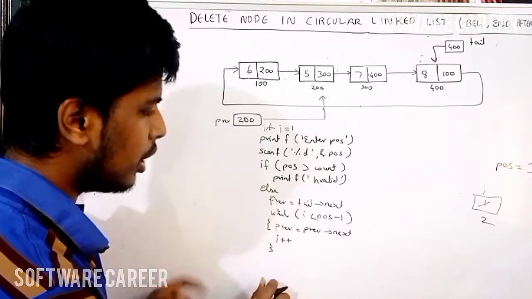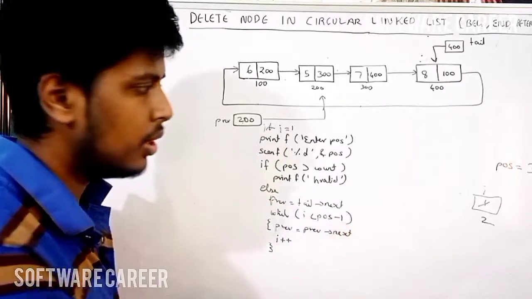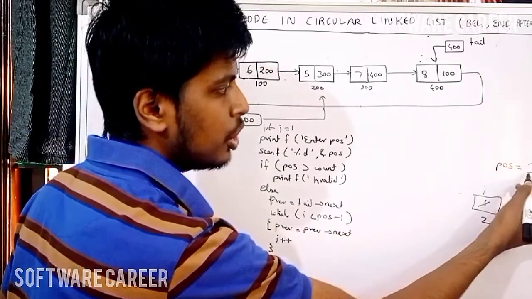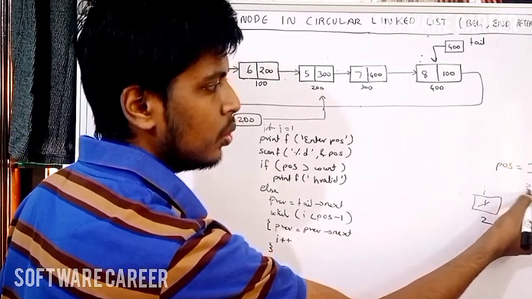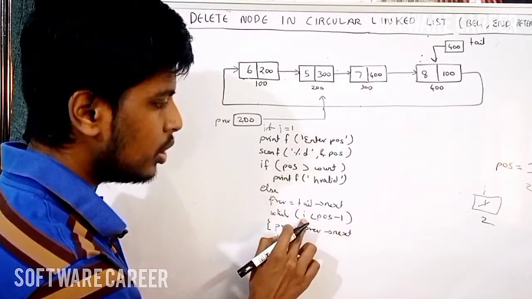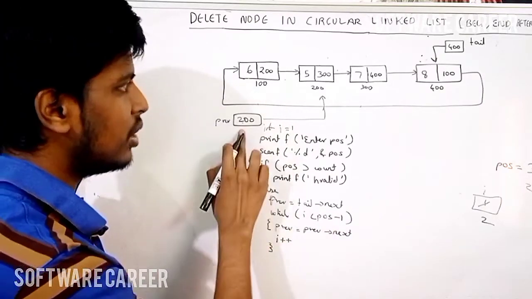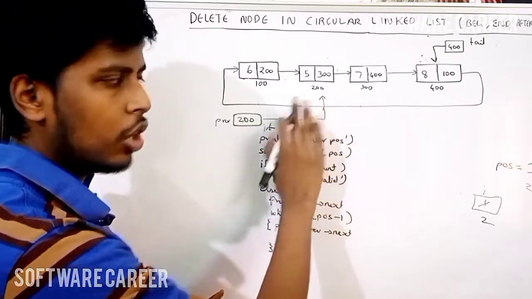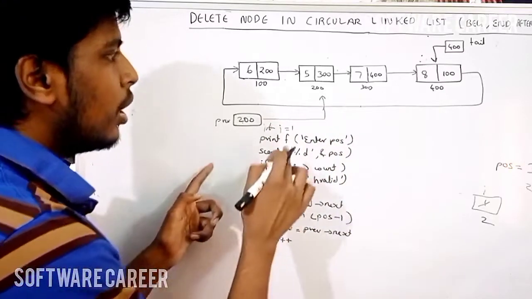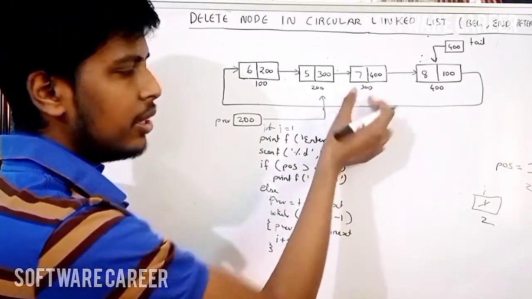Now go back to the same condition and check whether i is less than position minus 1. i is 2. What is position minus 1? 3 minus 1 is 2. So 2 is not less than 2. It's equal to 2. So this condition is not satisfied. So it does not enter into this step. That is, previous pointer is not moved to the next node. It stops here.